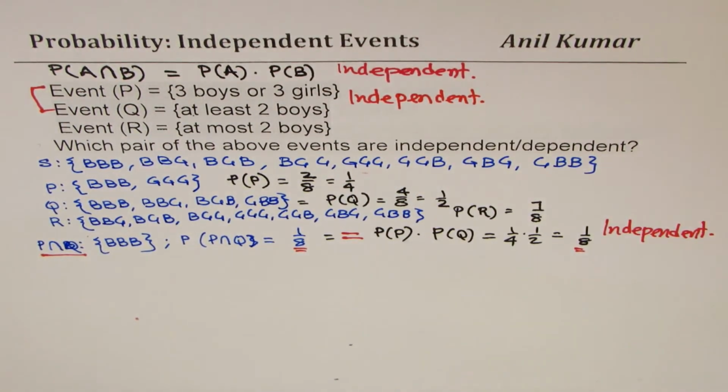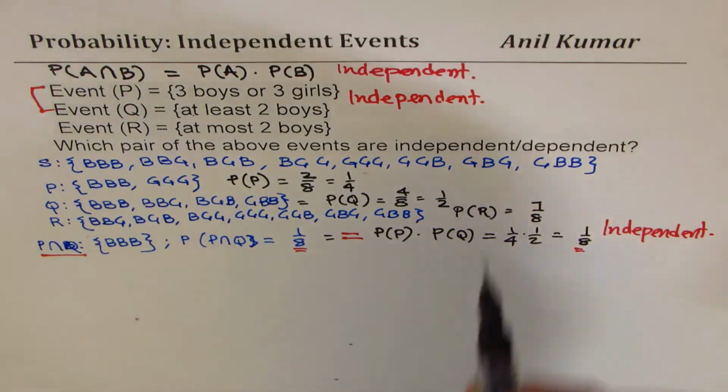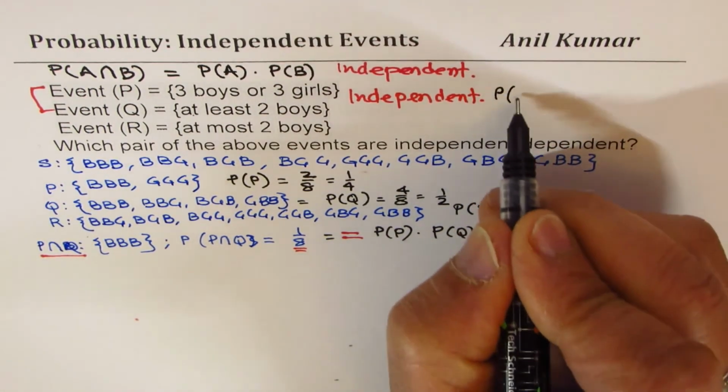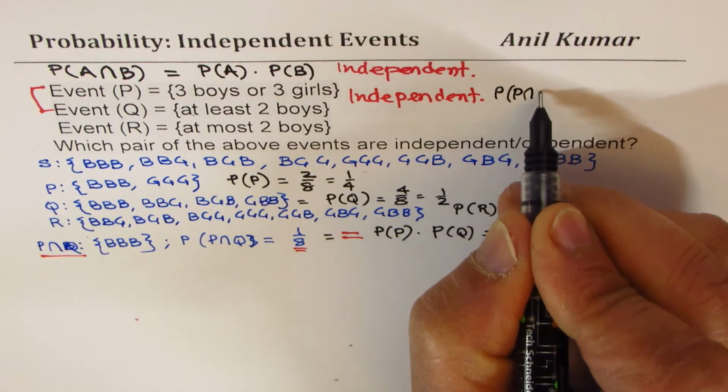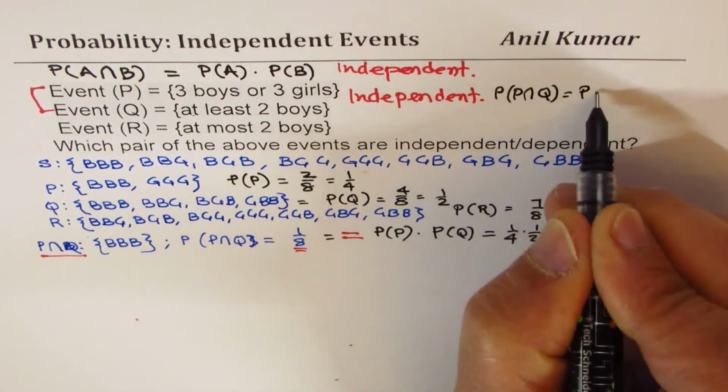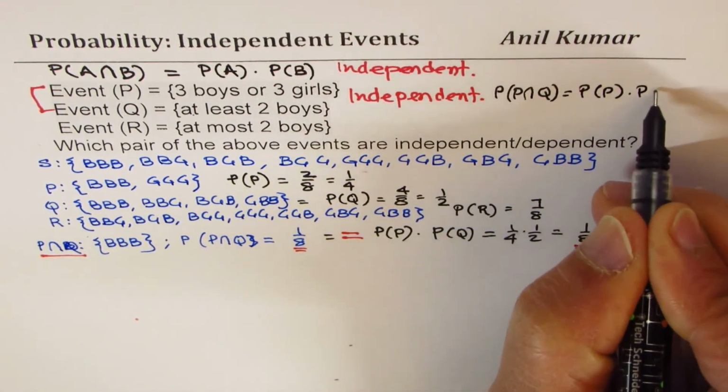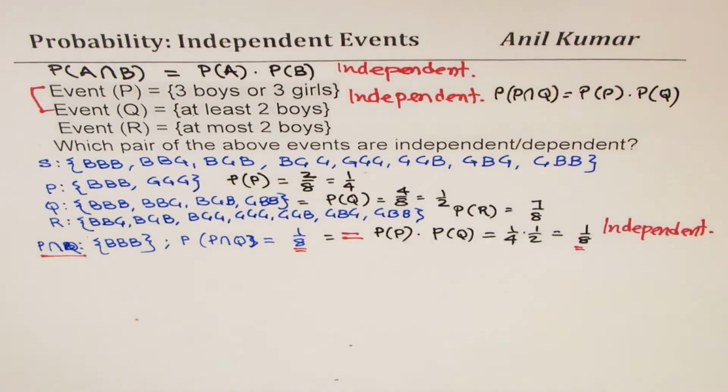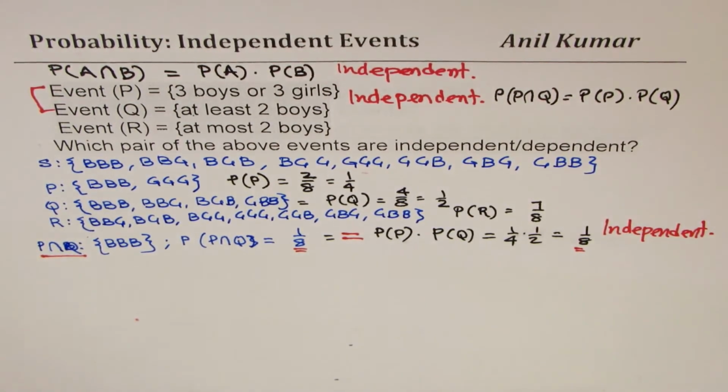Why? So let me explain again. It is independent because the probability of P intersection Q is equal to the probability of P times the probability of Q. That is why. Correct? Now let's check the other combinations.